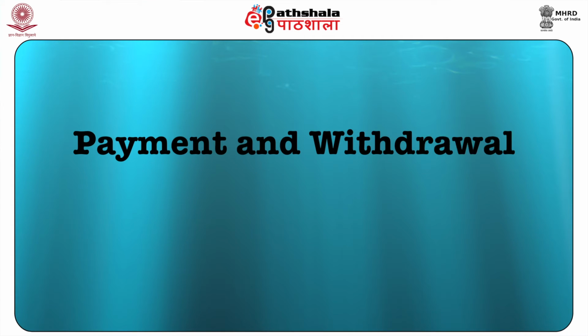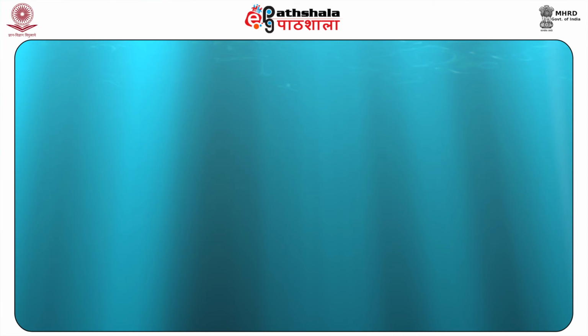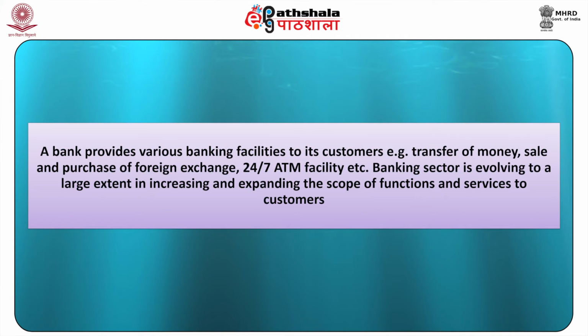3. Payment and withdrawal. People can withdraw money easily from banks through checks, demand drafts, etc. Nowadays, facility of 24/7 ATMs is available, which is used not only for withdrawal of money but also for deposit of money. 4. Services. A bank provides various banking facilities to its customers, for example, transfer of money, sale and purchase of foreign exchange, 24/7 ATM facility, etc. Banking sector is evolving to a large extent in increasing and expanding the scope of functions and services to customers.